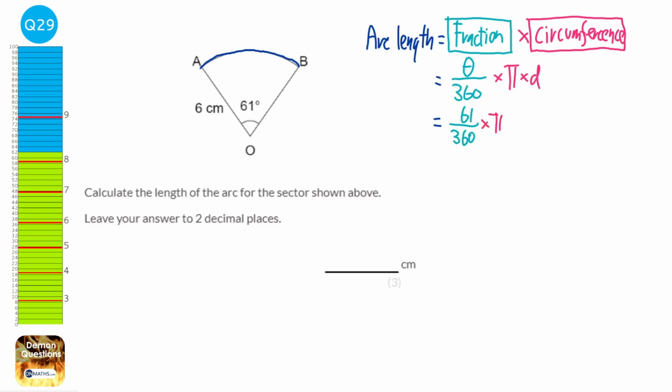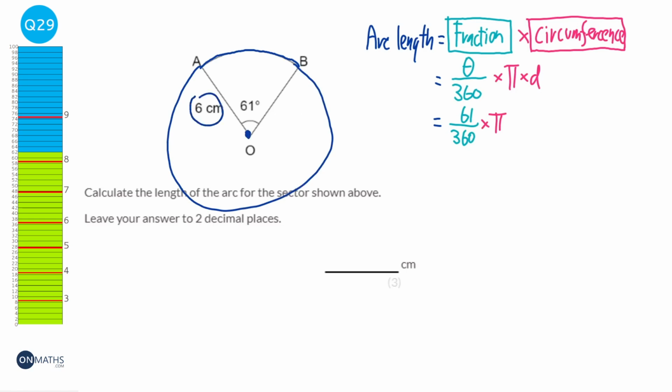Now the diameter, if you imagine that the circle is all the way around, so it's a full circle, you can see the 6 centimeters here is the radius. So if we carry that on, there'll be another 6 centimeters here, so the diameter will be 12. Just 2 lots of the radius. Type that into a calculator and we get 6.387, and it wants it to 2 decimal places, so when we round that it comes to 6.39.